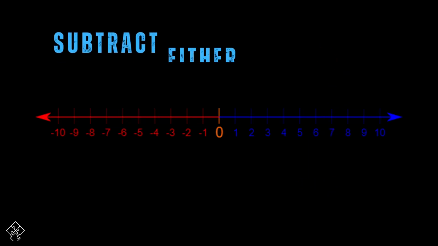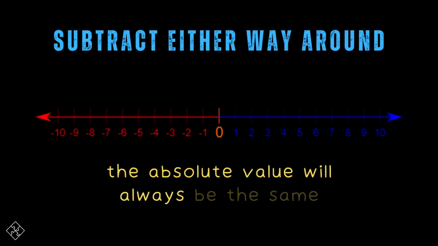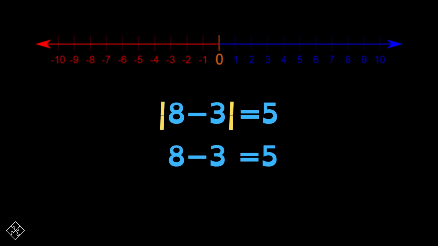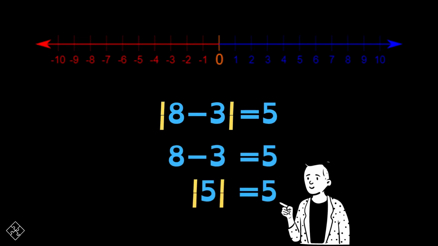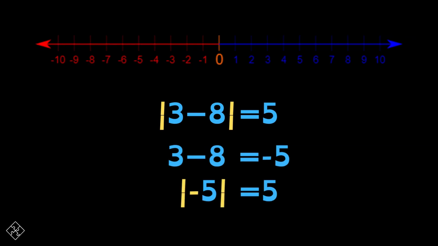And in this case, it doesn't matter which way around we do a subtraction. The absolute value will always be the same. So for example, the absolute value of 8 minus 3 is 5 because 8 minus 3 is equal to 5 and the absolute value of 5 is equal to 5. Also, baliktarin natin. The absolute value of 3 minus 8 is equal to 5. So, paano nangyari yon? 3 minus 8 is equal to negative 5. And the absolute value of negative 5 is equal to positive 5.